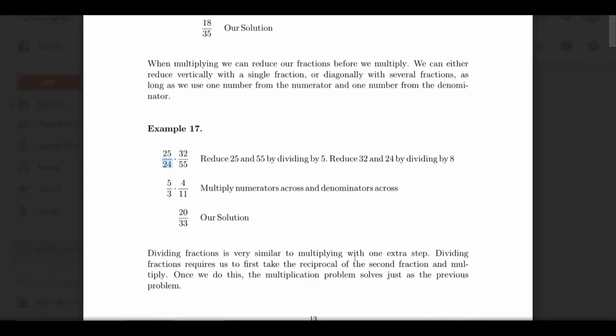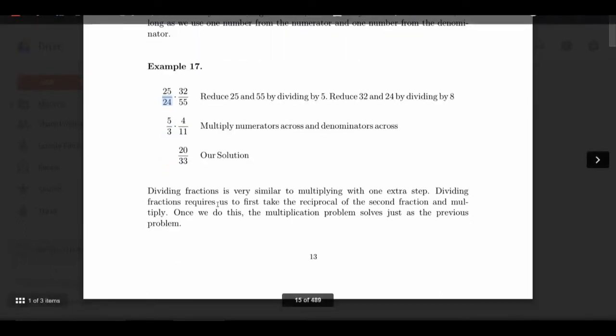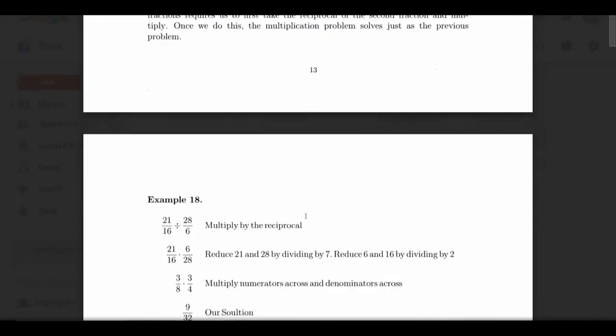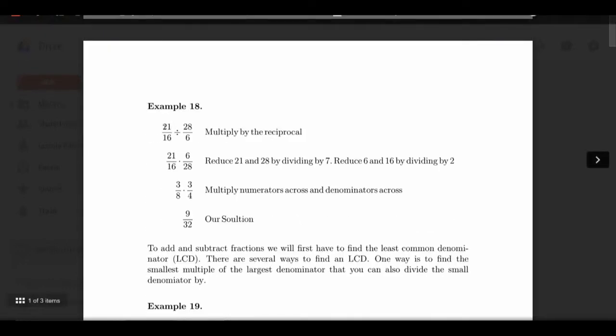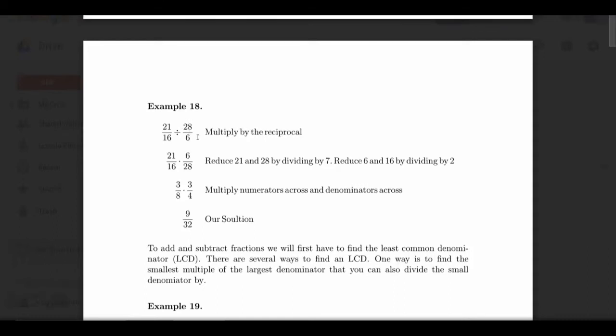Dividing fractions is very similar to multiplying with one extra step. Dividing fractions requires us to first take the reciprocal of the second fraction. The reciprocal is just a fancy word for the opposite of the second fraction, and then multiply. Once we do this, the multiplication problem solves just like the previous problem. So what they're saying is that when you do anything divided by anything in fractions, you have to take the thing that you're dividing by and invert it. So 21 over 16 divided by 28 over 6 becomes 21 over 16 multiplied by 6 over 28. You see how they flipped it here? They flipped it and then they put a multiplication sign. And then you just do your problem as you did before.